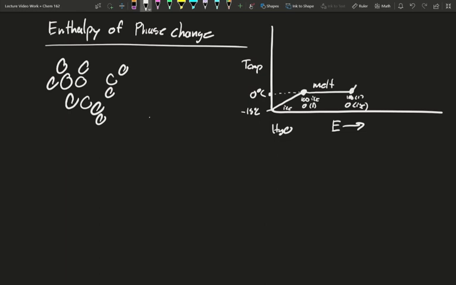From this point on, adding more energy is going to raise our temperature. We are liquid. This just gets the liquid moving faster. They bounce all over, get going even quicker, until eventually this is going to reach another phase change at 100 degrees Celsius.